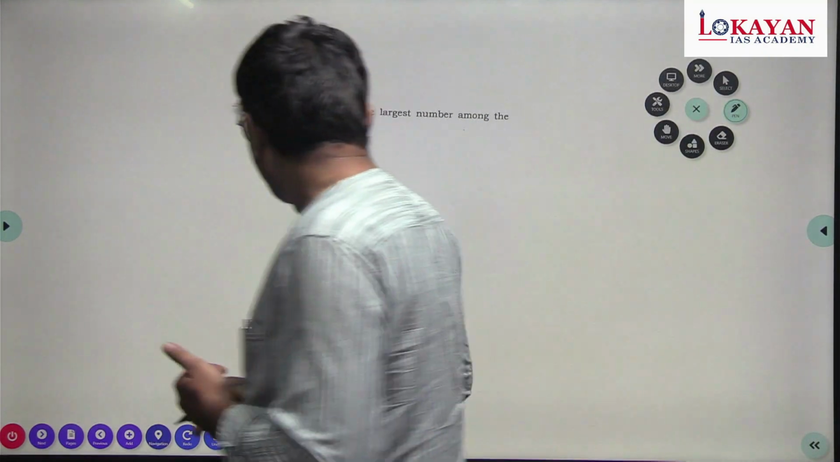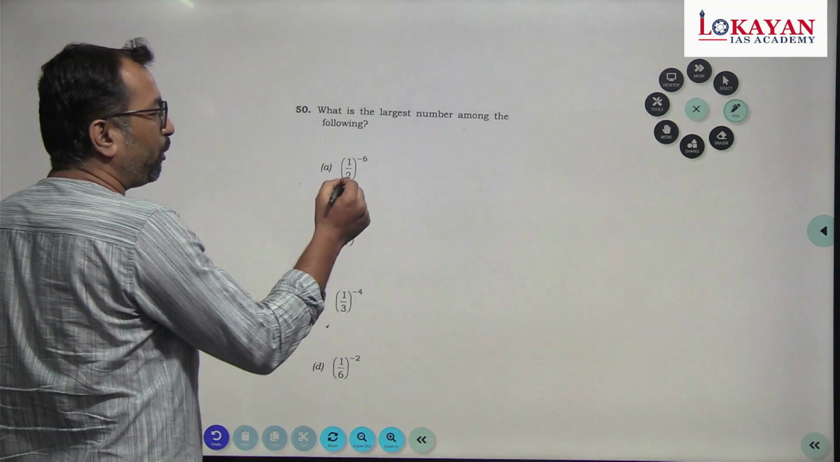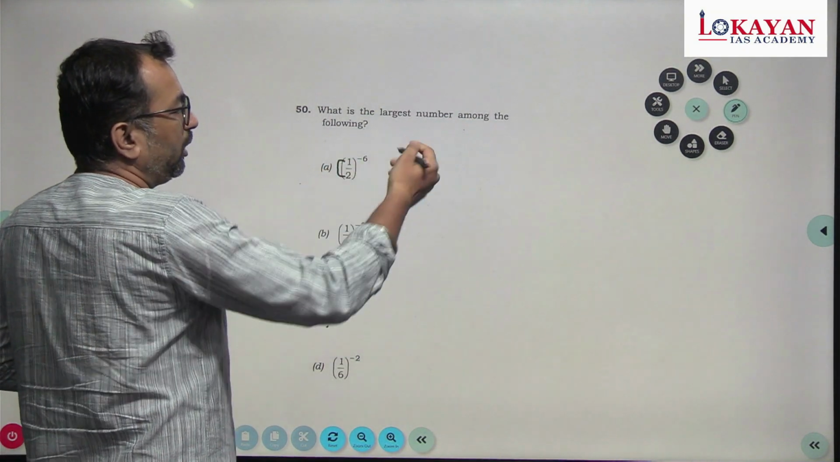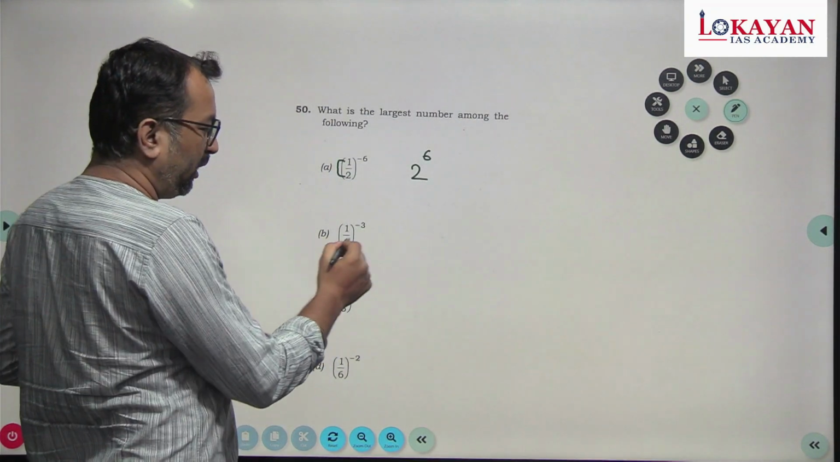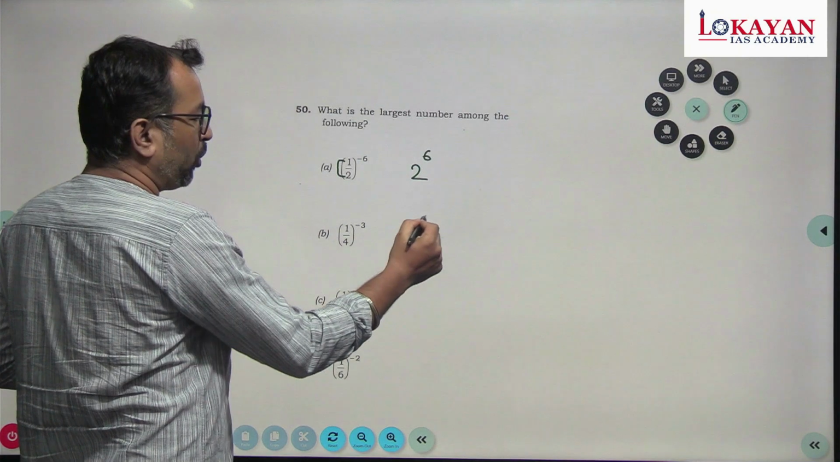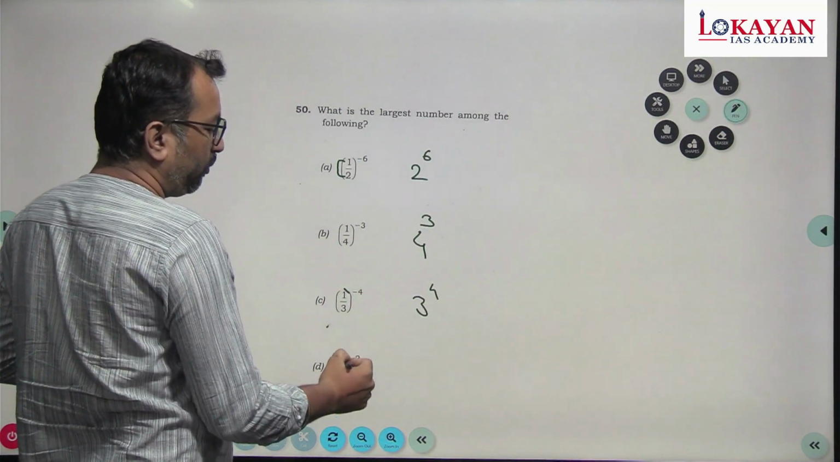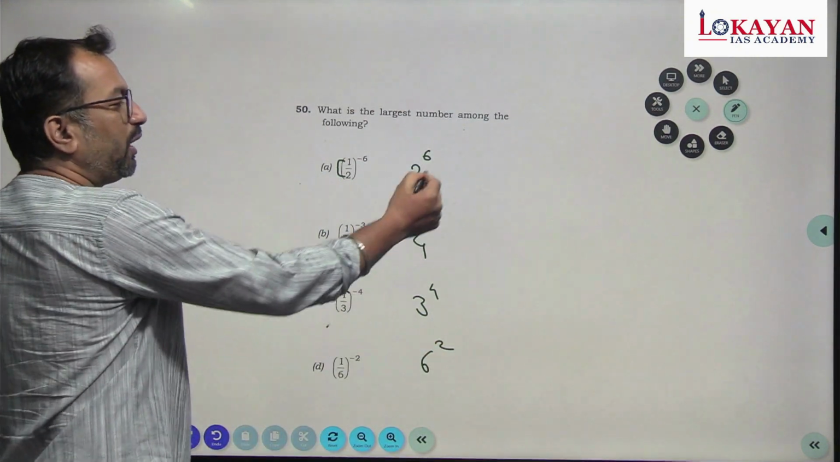So if all the powers in the given options are negative, to make them positive, I have to just take the reciprocal of 1 by 2. So it becomes 2 and the power becomes positive. It becomes 4 and the power becomes positive. 1 by 3 becomes 3, power becomes positive. 1 by 6 becomes 6, power becomes positive. So these values I can calculate.